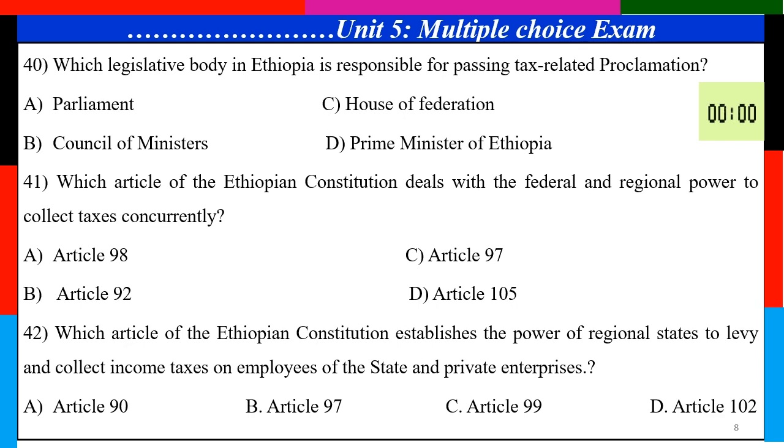This is again obvious, what you know. We already discussed this one. The Parliament passed the tax-related proclamation. The Ministry of Revenue prepares the issue that is related with the tax. Then the Parliament is what? Approve it with the proclamation.